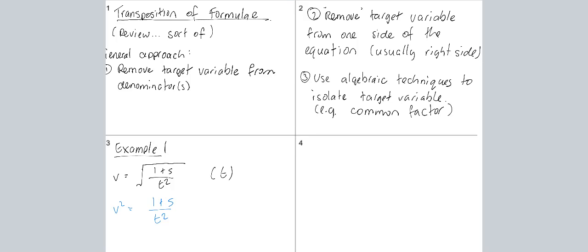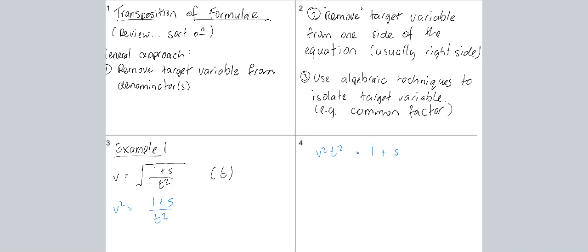I can now look at my step one there, which is remove target variable from denominator, because as soon as I can, that's what I want to do. So I'm going to do the opposite of dividing by t squared, which is multiplying by t squared. And so I'm left with v squared t squared is equal to 1 plus s. Is that okay? Yeah? Okay.